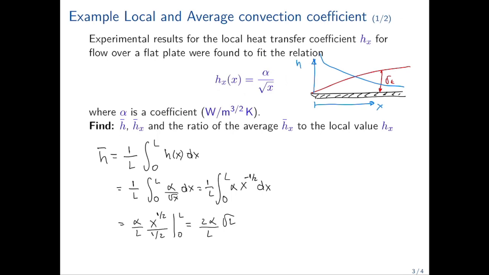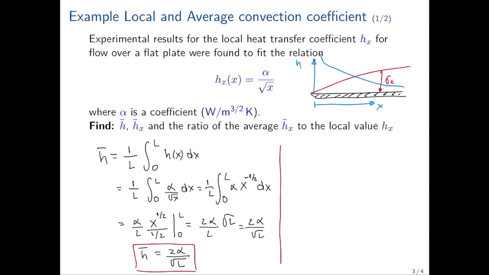Otherwise, we can write this is equal to square root of L divided by L. It is 2 alpha divided by the square root of L. So we have two different expressions. So let me write it here clean. So the average is equal to 2 alpha divided by the square root of L.